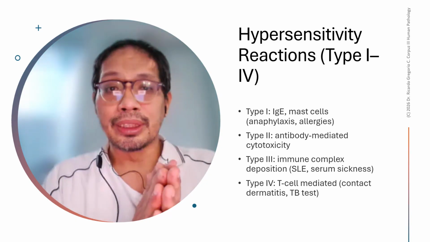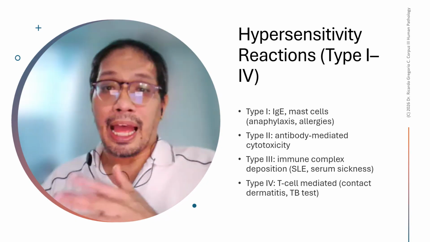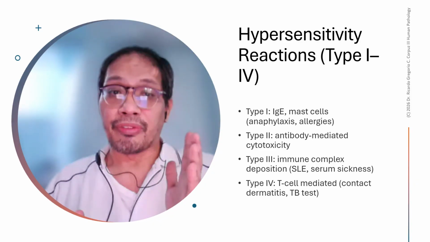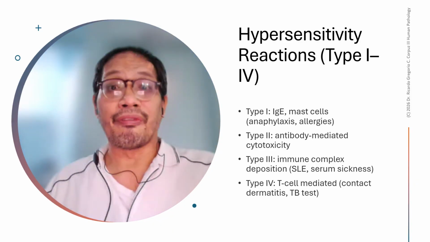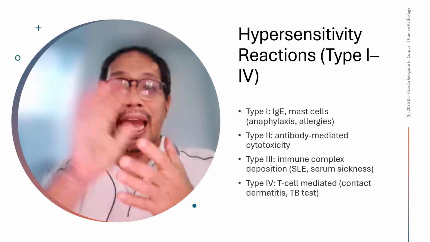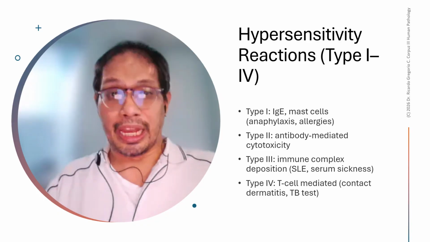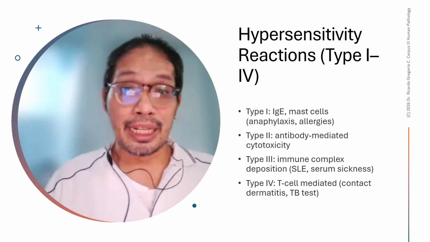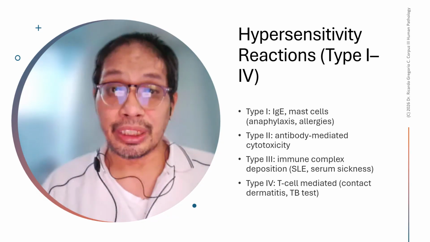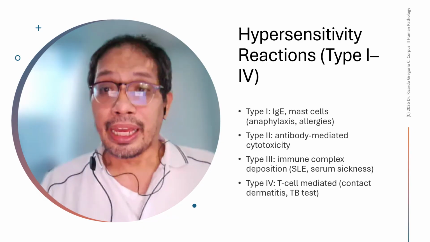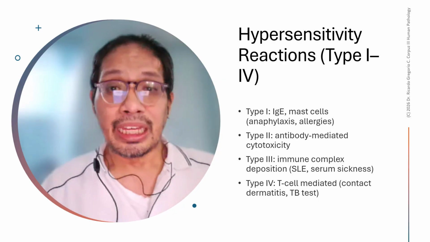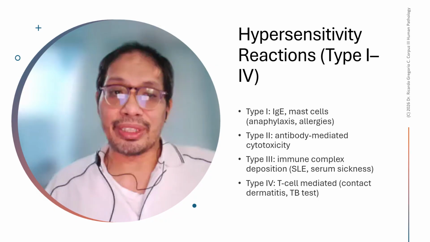Clinical examples are anaphylaxis, allergic rhinitis, asthma, urticaria. The morphology: there is edema, vascular congestion, and eosinophils. Type 2 is antibody-mediated, IgG or IgM, binding to cell surface antigens. Mechanism: opsonization, complement activation, interference with the receptor. Examples of this are autoimmune hemolytic anemia, Goodpasture syndrome, Graves' disease, and myasthenia gravis.